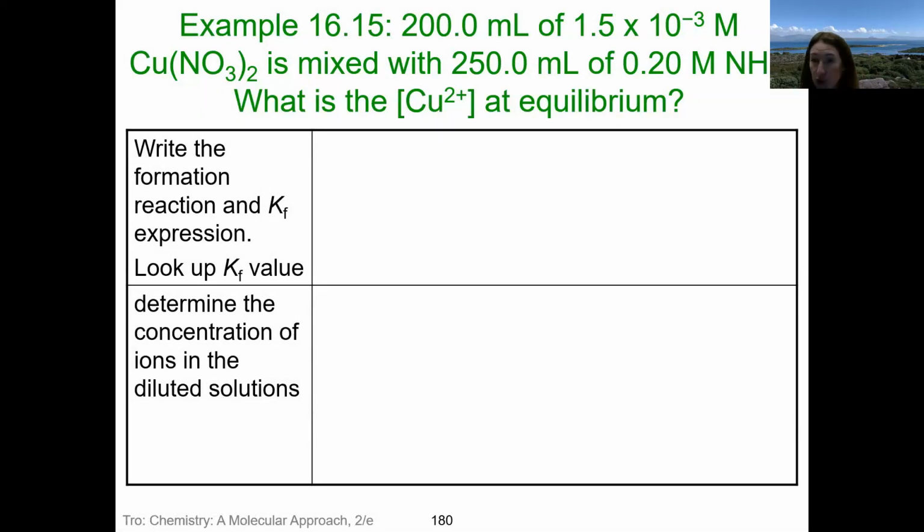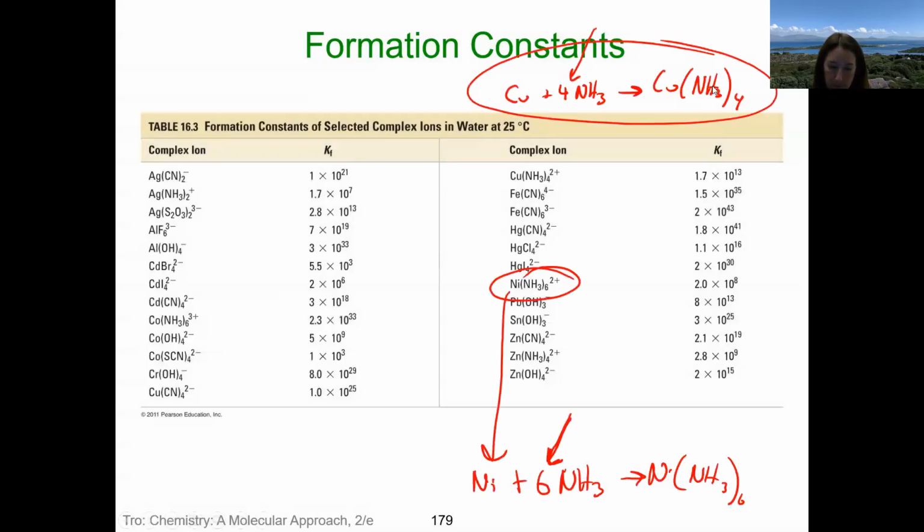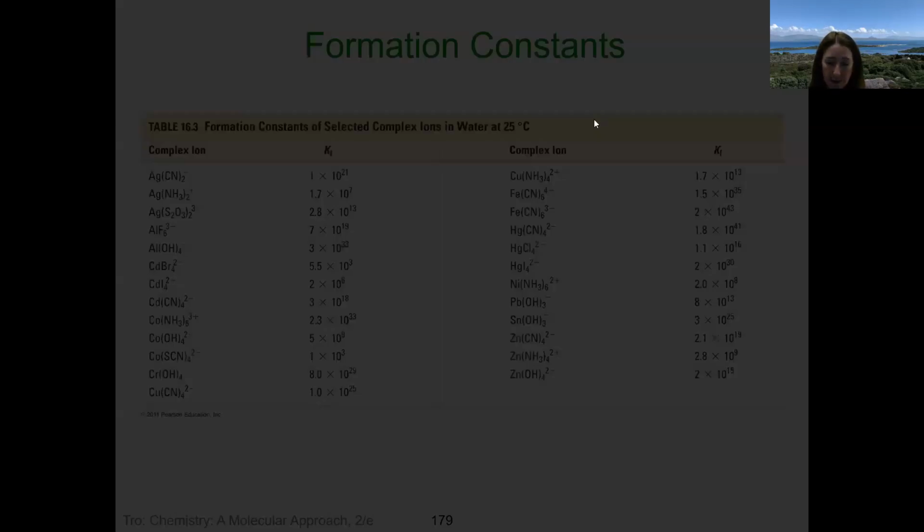Okay, so let's just do one of these quickly. We have 200 milliliters of a 1.5 times 10 to the negative 3 molar copper nitrate solution mixed with 250 milliliters of a 0.2 molar NH3. What is the copper at equilibrium? NH3 is a big fan. I'm going to go back and ask which one is copper and NH3. Here it is, the one I wrote right here. That's the complex ion equilibrium equation we're going to look at.